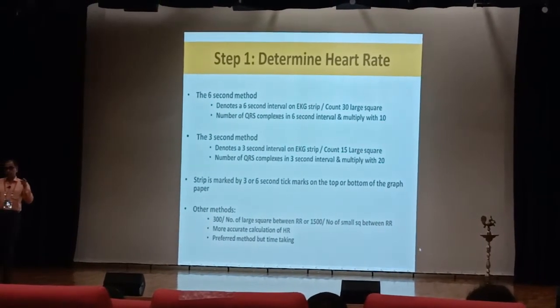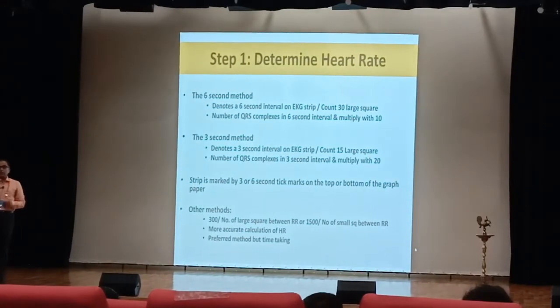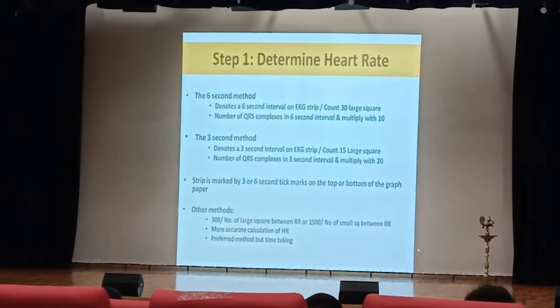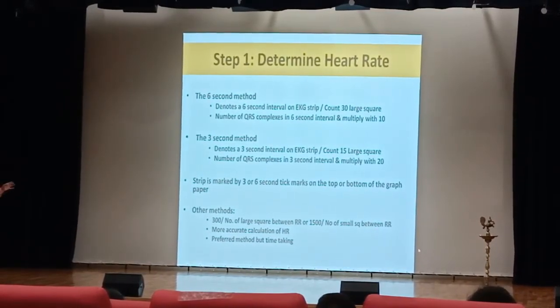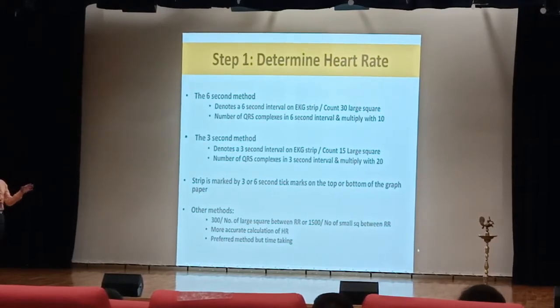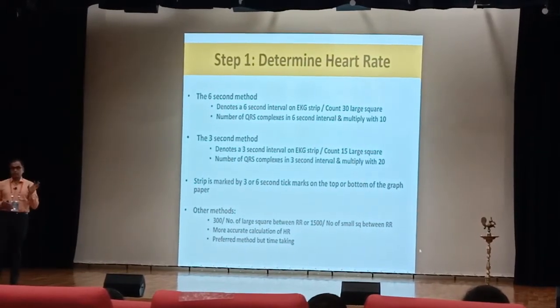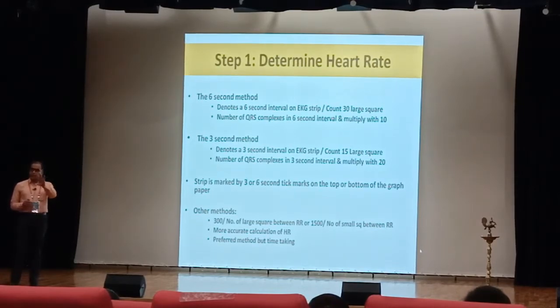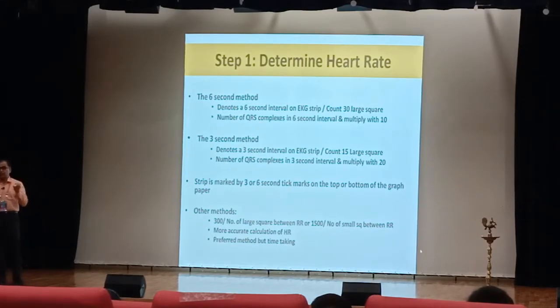You don't even need to count the large squares. You just need to see two markers, and count the number of R waves between those two markers. If you are doing it for 3 seconds, multiply it by 20. And if you are doing it for 6 seconds, multiply by 10. It is as simple as that to calculate. If you have any doubt, please stop me right there and ask a question, because if you understand these steps, ECG will become very easy for you to interpret.